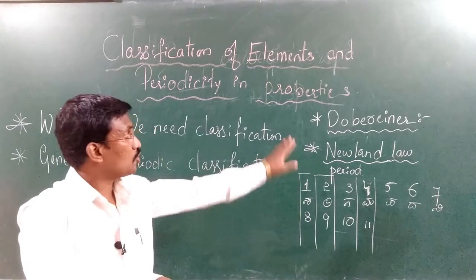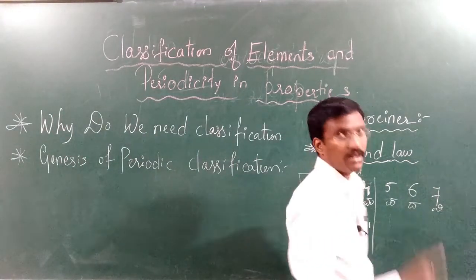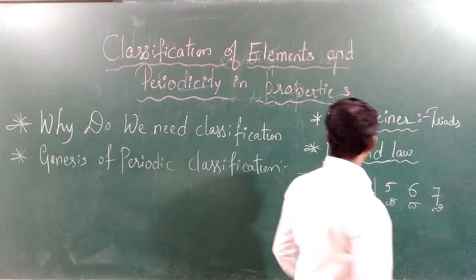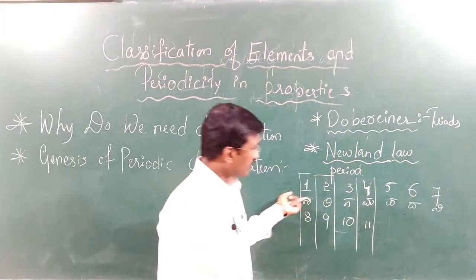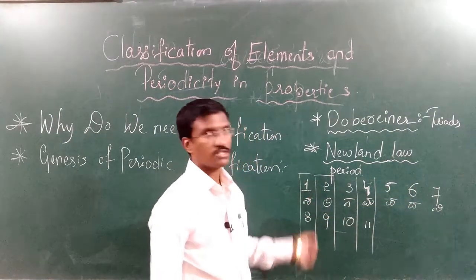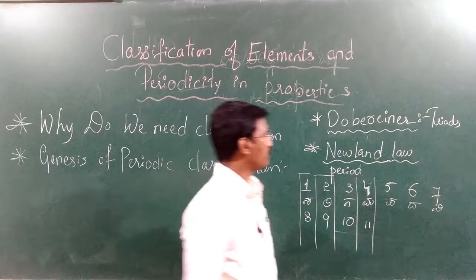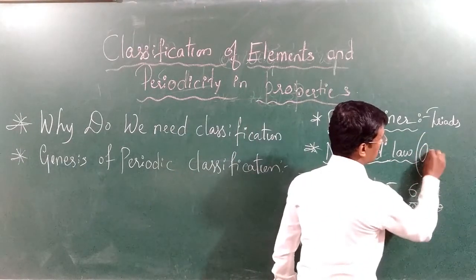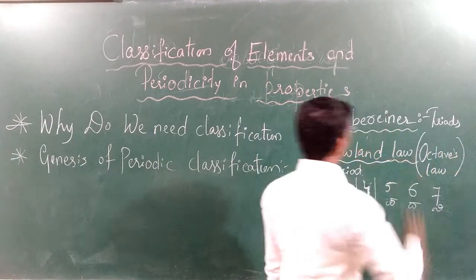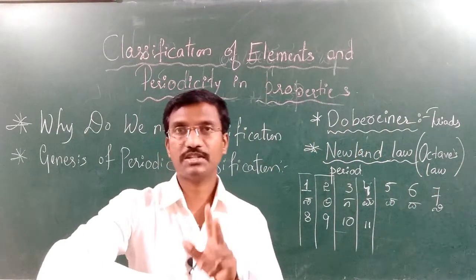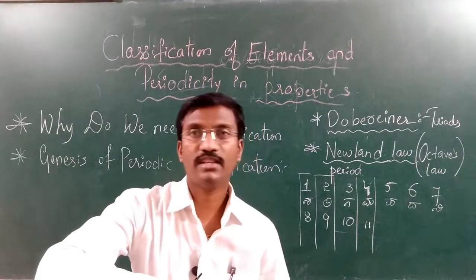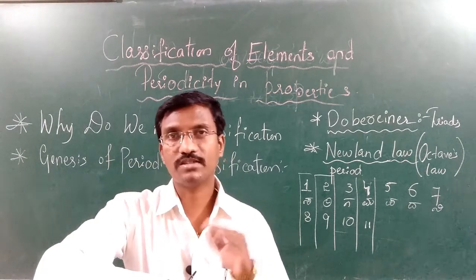So keep in your mind, Dobereiner arranged the elements in sets of 3 elements, which are called triads. Next, Newland arranged the elements in the increasing order of atomic mass, and every 8th element is having similar properties to the first one. That is called the octaves law. What is octaves law or what is Newland's law? Both are the same. The octaves law states that every 8th element is having similar properties to the first one, where the elements are arranged in the increasing order of atomic mass.